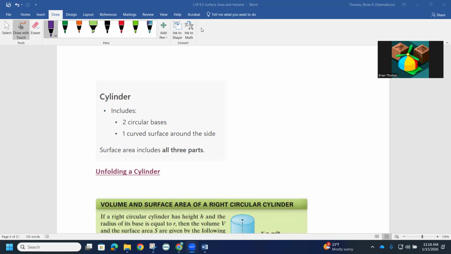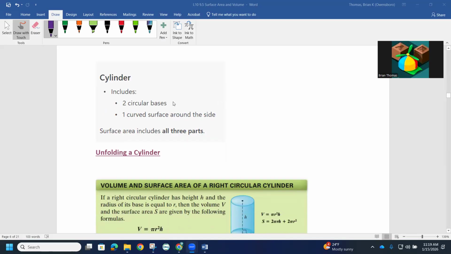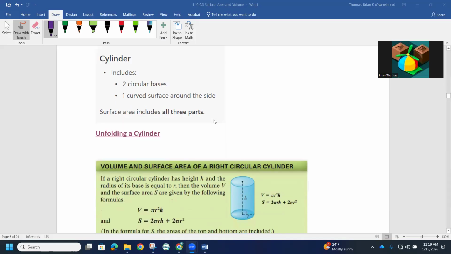So as we continue looking at surface area, let's talk about the shape of a cylinder again. A cylinder, if we think of a can, has a top base and a bottom base, which are circular. And then we have what we call a lateral face that wraps around the can. It's this curved face that goes around the can itself. So the surface area includes all three parts of that.